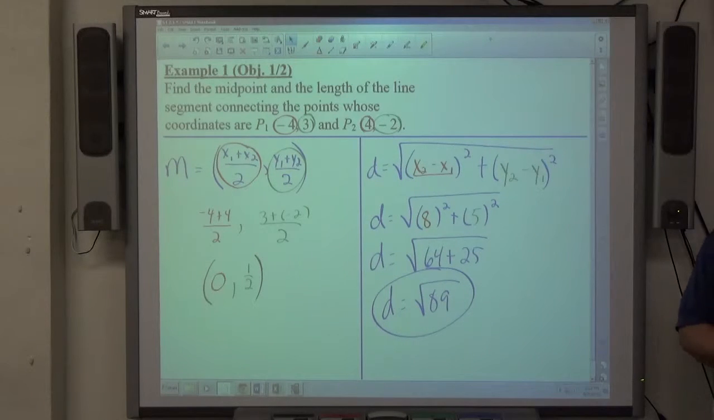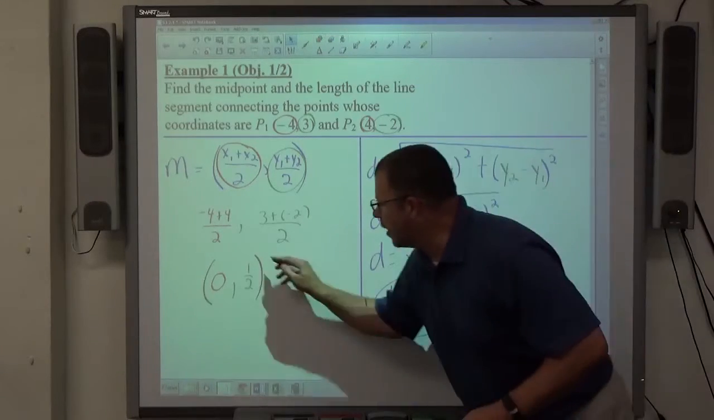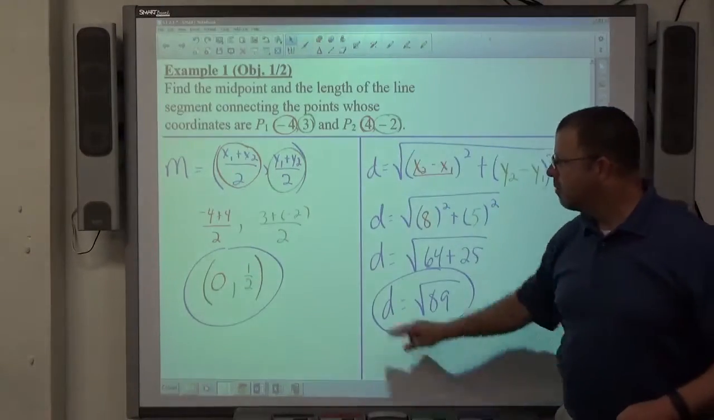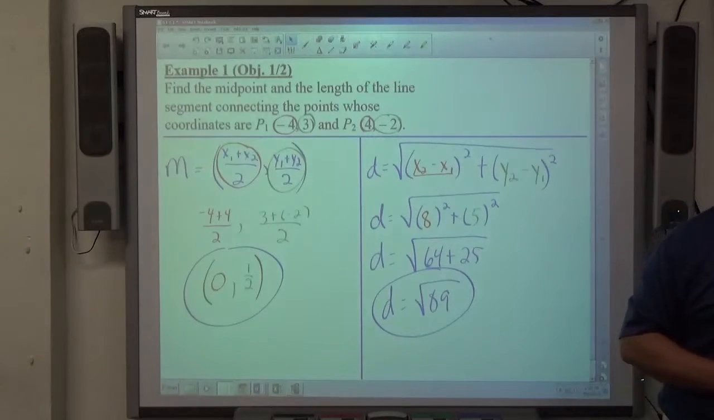You do not have to give me a decimal approximation. That doesn't prove you know how to do it any better. It just shows me you know how to use a calculator. So it's kind of pointless in my opinion. So that would be the 2 answers to these problems. Midpoint formula, distance formula, be able to use both.